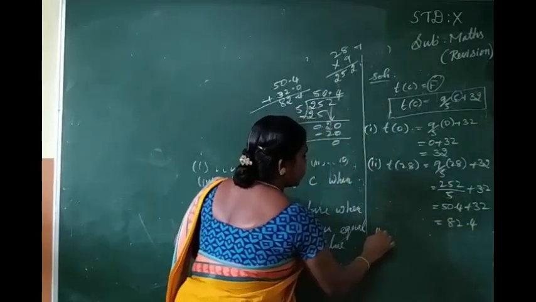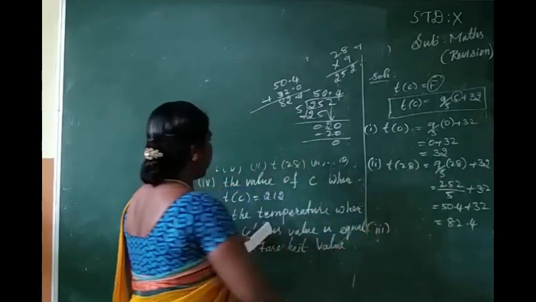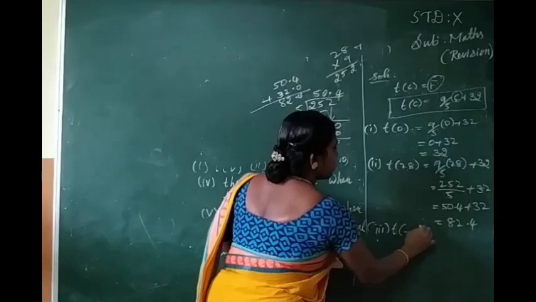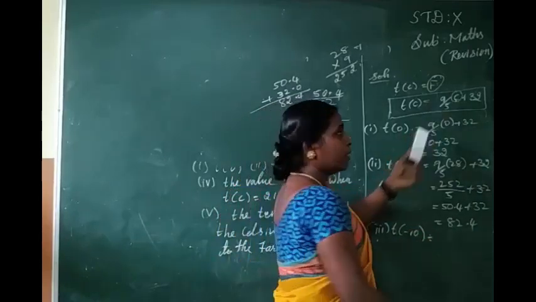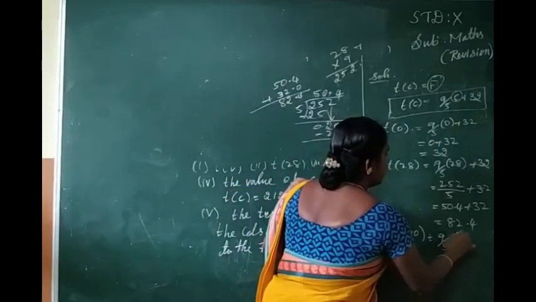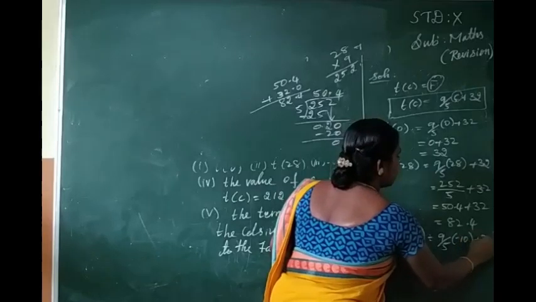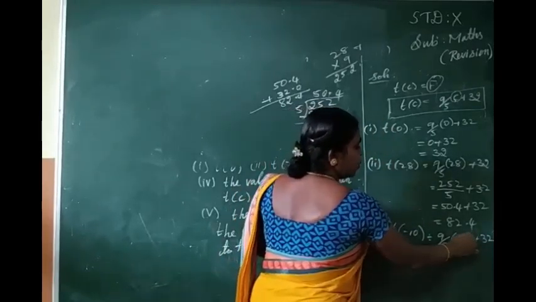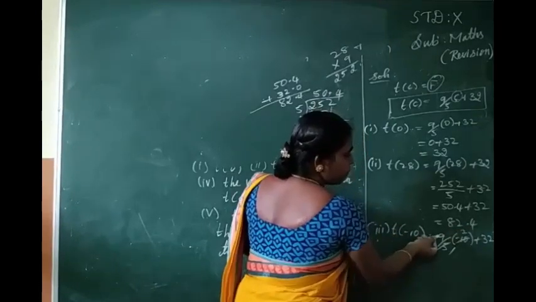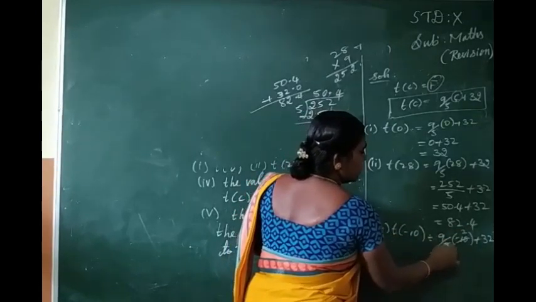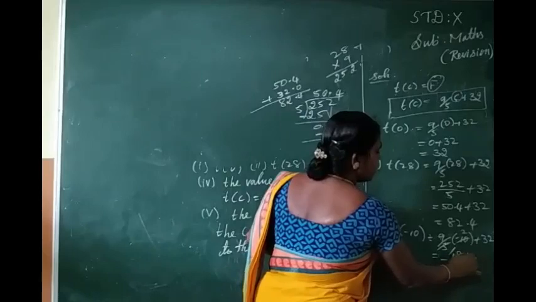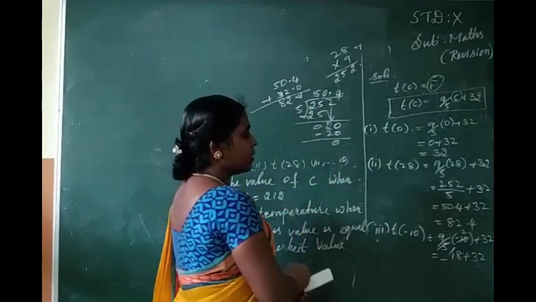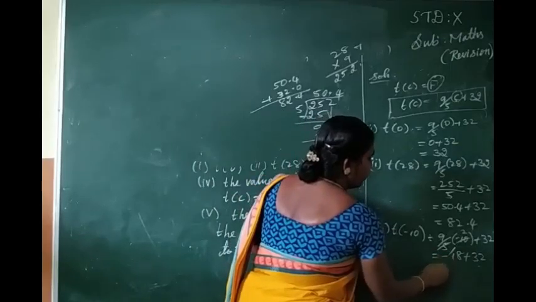Okay, let's start the next subdivision. What is the third subdivision? T of minus 10. So instead of c, you say minus 10. 9 by 5 into minus 10 plus 32. Okay, now let's simplify. 1 5 is 5. 2 5s are 10. Multiply plus into minus, minus. 9 2s are 18. So 18 plus 32. The greater is positive. 32 minus 18 is 14.